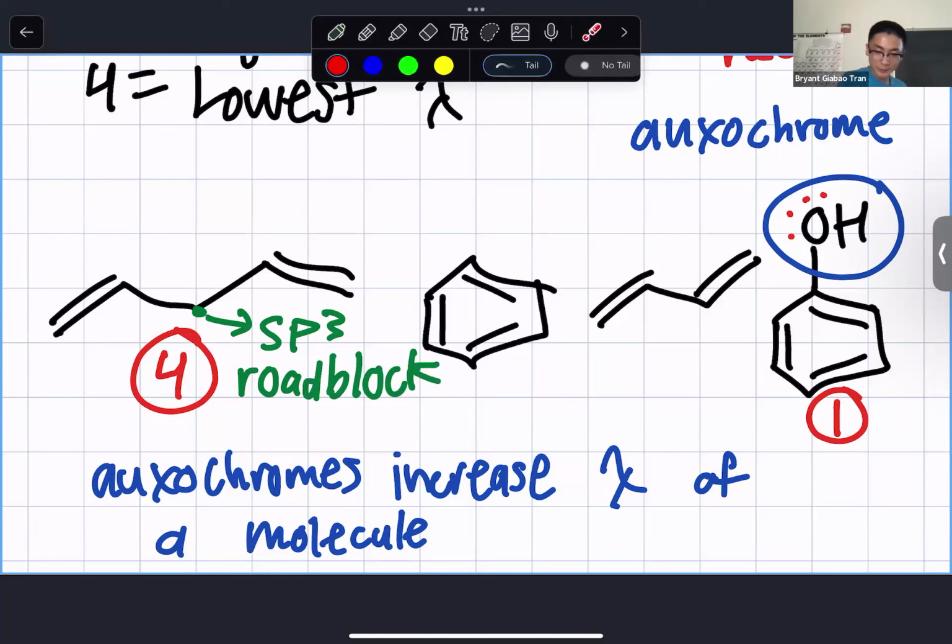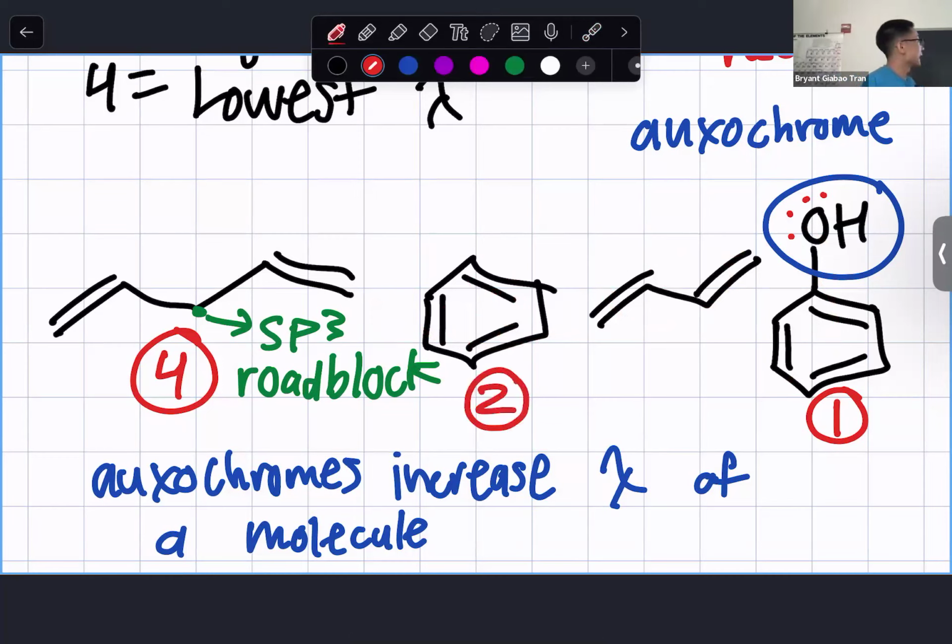Right. So now we're just going to compare this and this here. We know the benzene ring has like 3 resonance arrows, whereas this system here only has 2 resonance arrows. Since the benzene has more resonance, that is going to be the one that has a higher wavelength. And that was going to be number 3, like that. Any questions on this part?